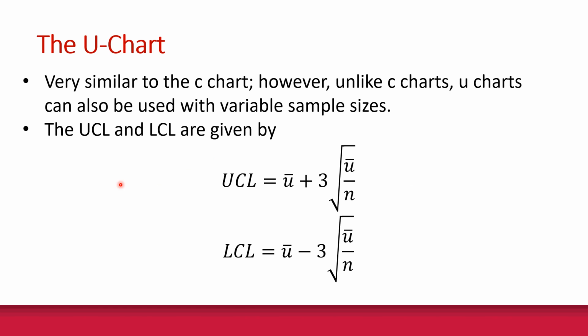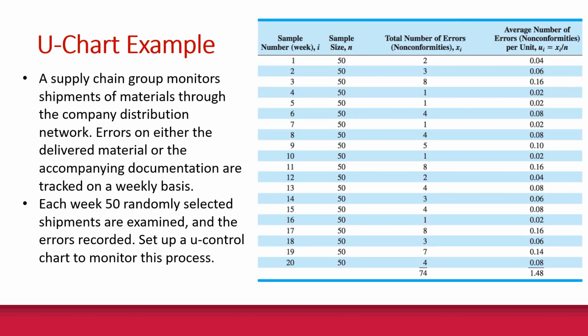So last case, let's take a look at the U chart. This is very similar to the C chart. However, like the C chart, the U chart can be used with variable sample sizes. Here the upper and lower control limits are given by the following formulas. Let's take a look at an example to see how to apply these.